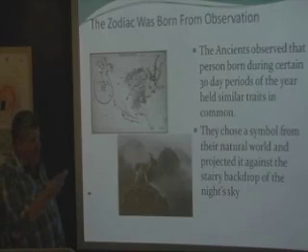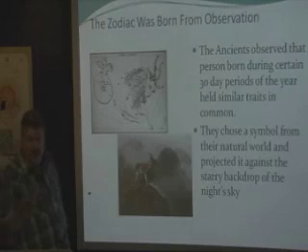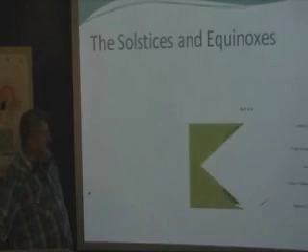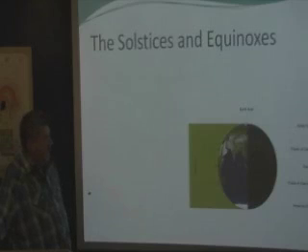The goat was pictured in the heavens to represent the climbing ambition of those born during those 30 days after the winter solstice. So this is how the zodiac was born.